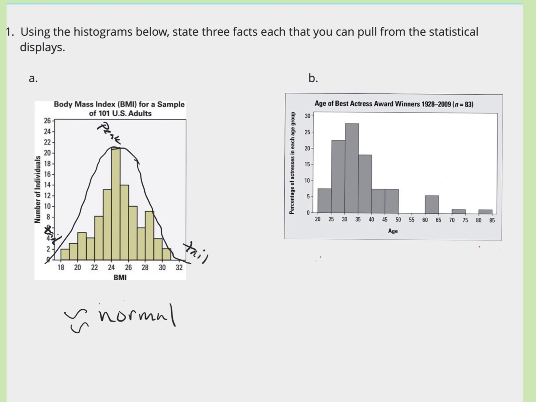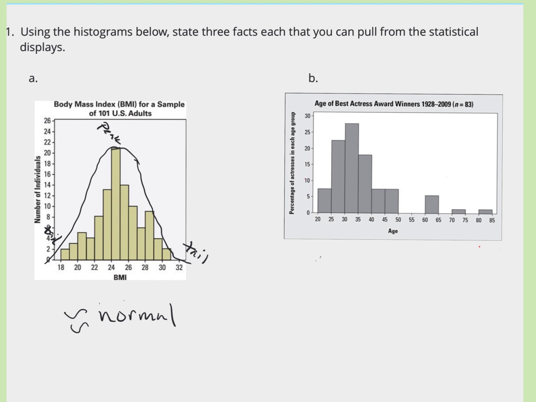We also have some gaps from 50 to 60, a gap from 65 to 70, and another from 75 to 80. We can pick out all of those things, and then we can see that our tallest bar is the 30 to 35 age group, which we could say is the mode for this data.